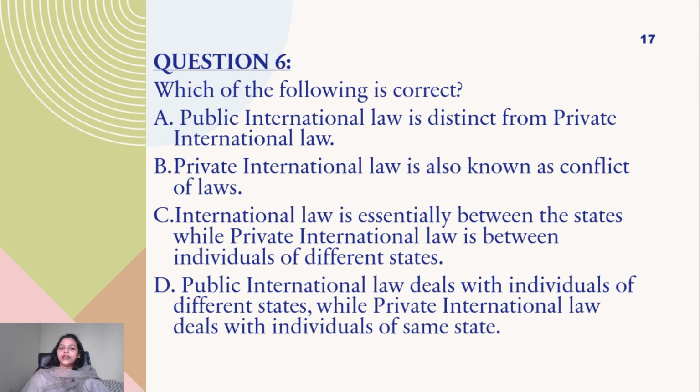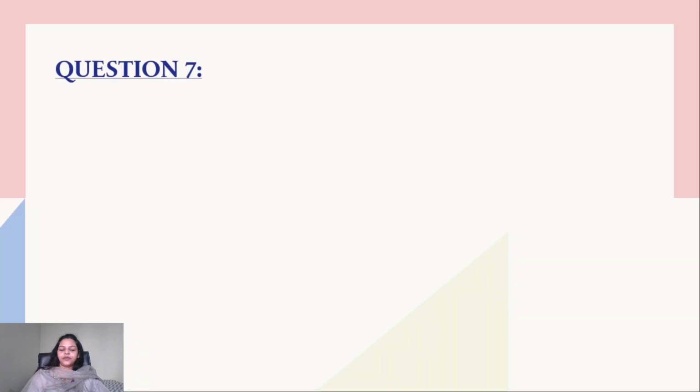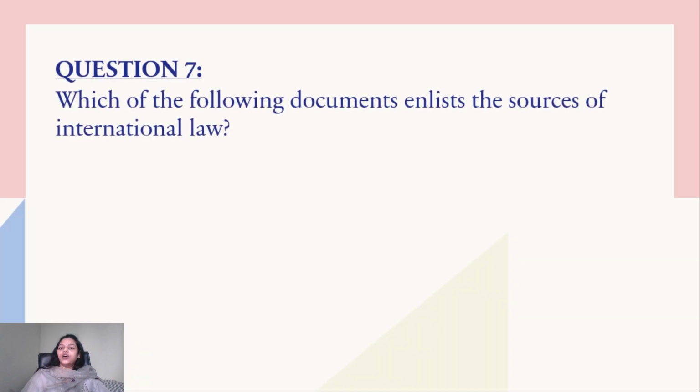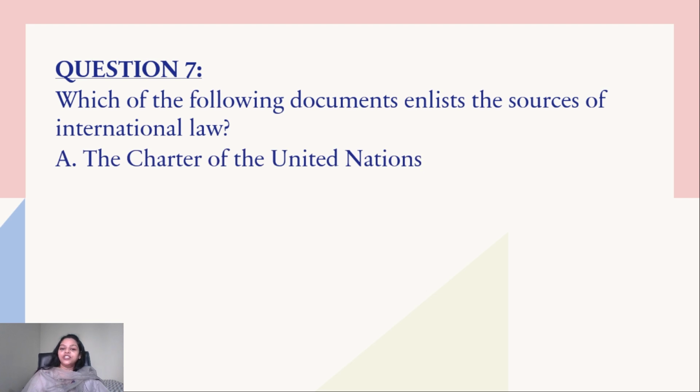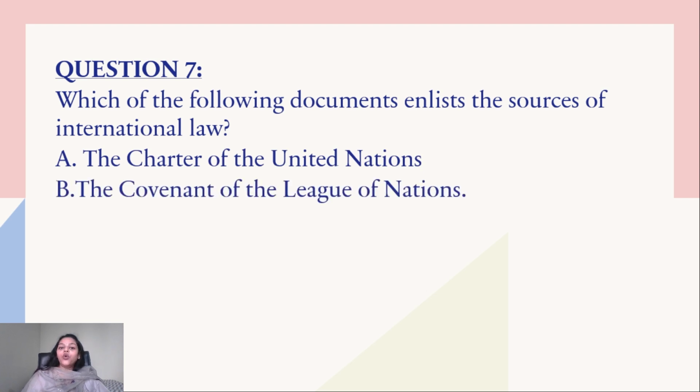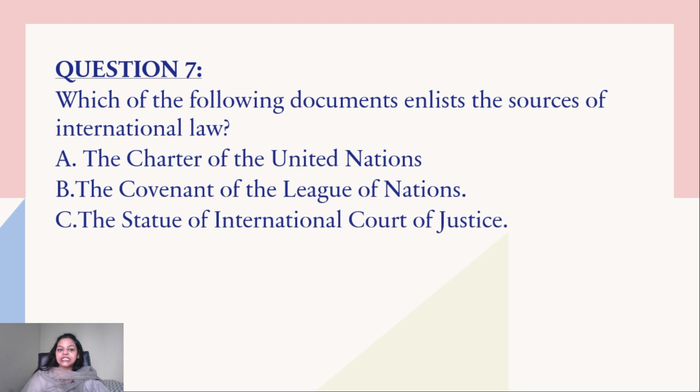Let us now move to question number 7. Which of the following documents enlist the sources of international law? A. The Charter of the United Nations. B. The Covenant of the League of Nations. C. The Statute of the International Court of Justice. And D. The Rome Statute. We just discussed that the Statute of the International Court of Justice is the document that talks about sources of international law, right? So C would be our correct option.